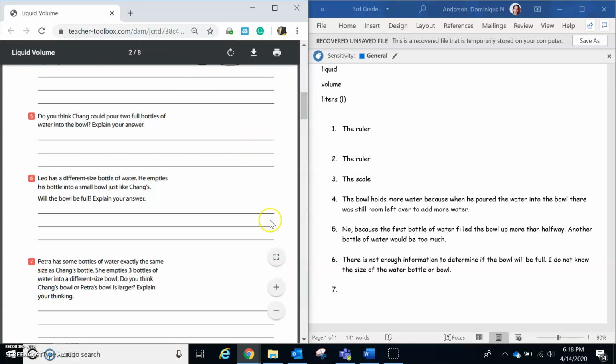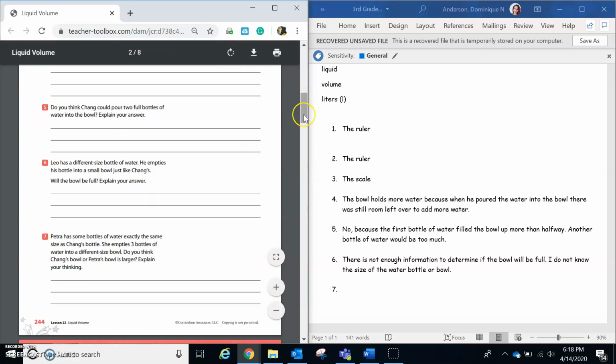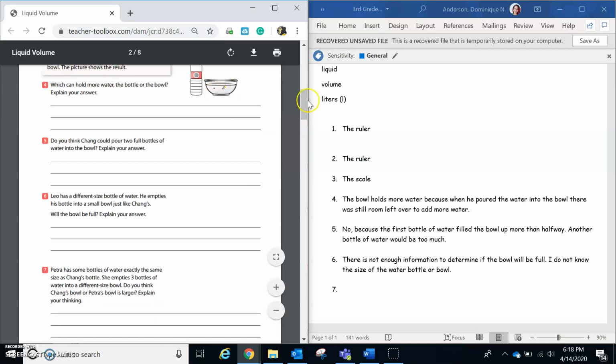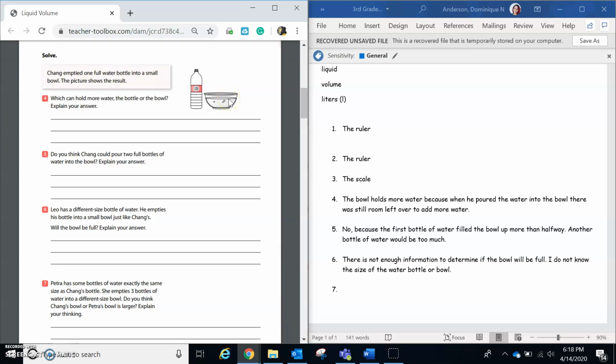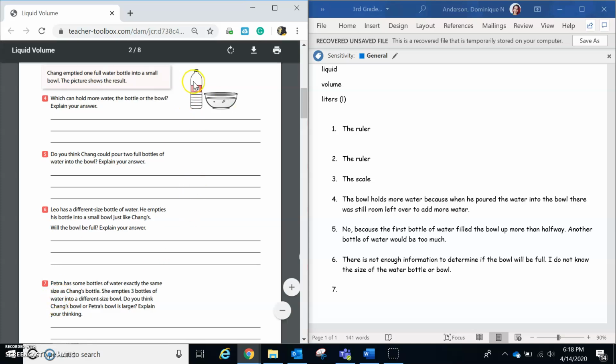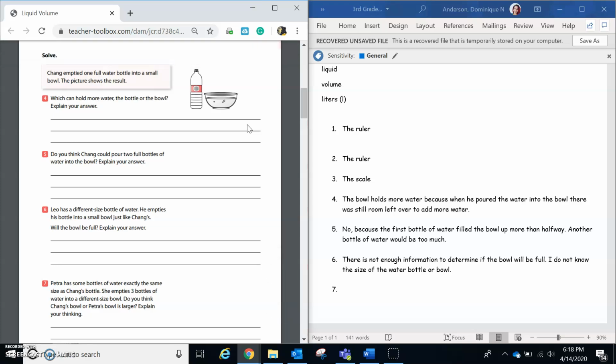When we had Chang's water bottle and he poured it in here, it didn't overflow. He still had more room. And we had already said that we couldn't add another water bottle. We couldn't pour a whole other water bottle of the same size into this bowl because it would overflow. But now Petra has 3 of these, and she was able to pour all 3 into her bowl. So whose bowl do you think is bigger, Petra's or Chang's?